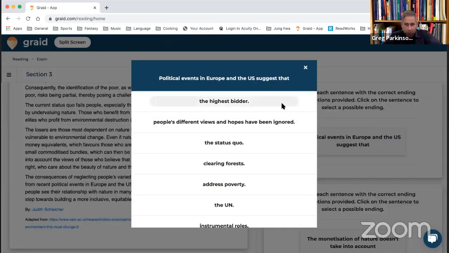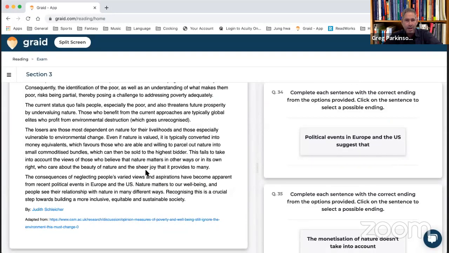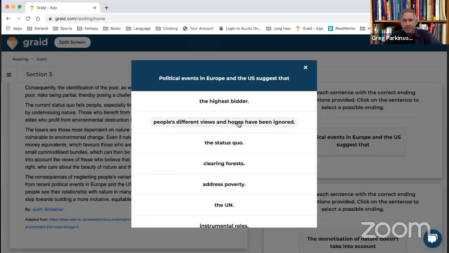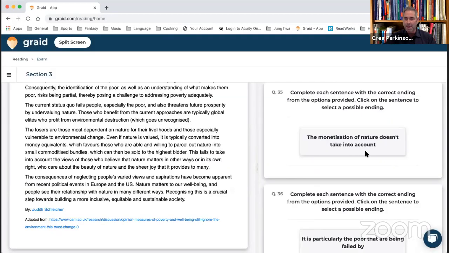Let's have a look. Okay, hopefully this is not all of the answers, but this one pops out to me straight away. People's different views and hopes have been ignored, right? So I go back to here, and views and aspirations. Aspiration has the same meaning as hope, so I'm going to lock that in. I'm very confident that's the answer. Perhaps later, as I look at the other options, another answer might pop up, but at this point in time, I'm sure that is the answer. And I'm also worried about the time limit, so I'm just going to go for that. Okay.